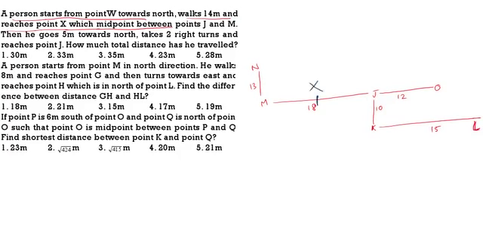A person starts from W, walks north 14, reaches X. So from X, all of you draw one line south. This is W. And what is the distance of W and X? 14 meters. Then from X, he goes 5 meters to the north.